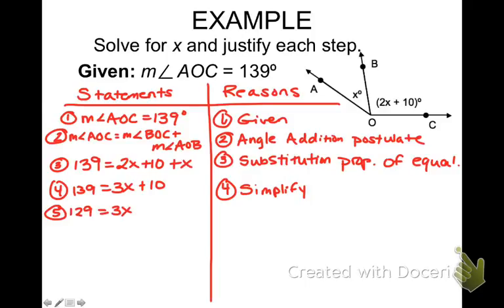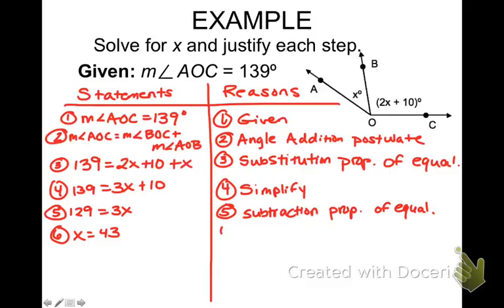129 equals 3x. Subtraction property of equality. I know there isn't a lot of space. I was just trying to not make you have multiple sheets. Last move, division, 43. Division property of equality. Now, you don't have to put this in your notes.